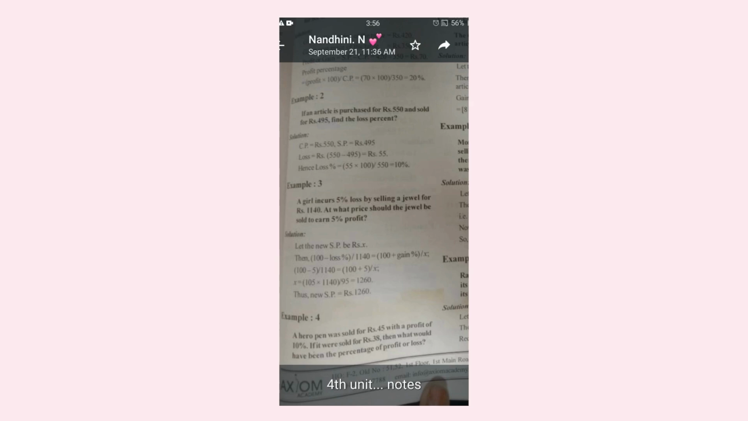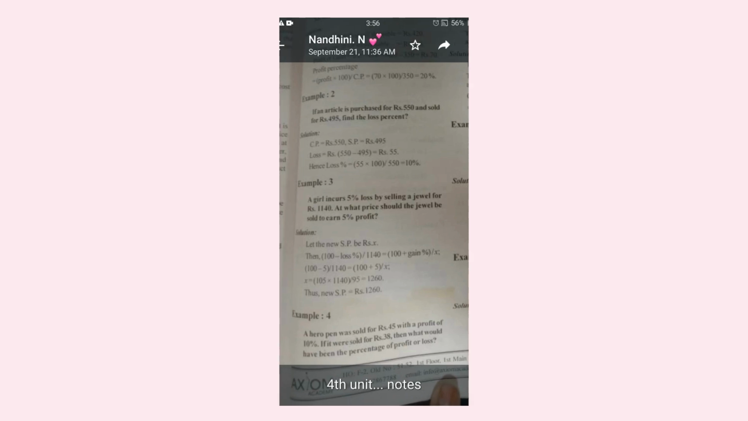Next, example 3. A girl incurs 5% loss by selling a jewel for Rs. 1140. At what price should the jewel be sold to earn 5% profit? Solution. Let the new selling price be Rs. X. New selling price has no value, so consider the X value.